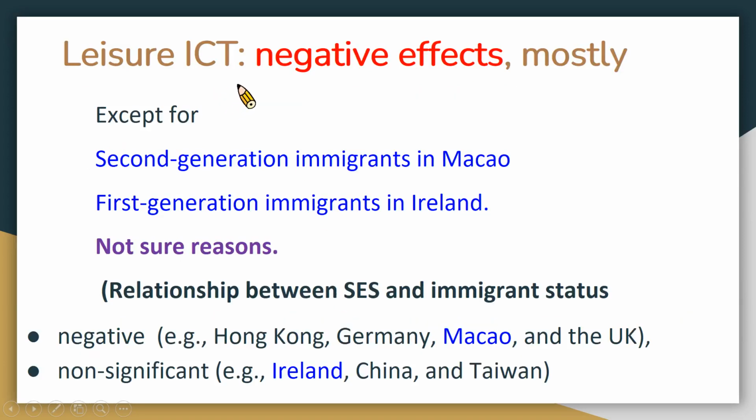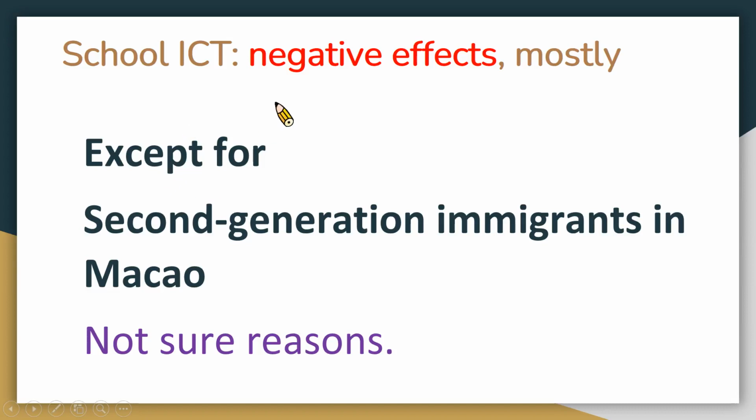For leisure ICT use, the effects are mostly negative, except for second-generation immigrants in Macau and first-generation immigrants in Ireland. However, I think it's very hard to find the reasons, because the relation between SES and immigrant status is negative for Macau but non-significant for Ireland. For school ICT use, the effects are mostly negative, except for second-generation immigrants in Macau. It's very hard to know the reasons.